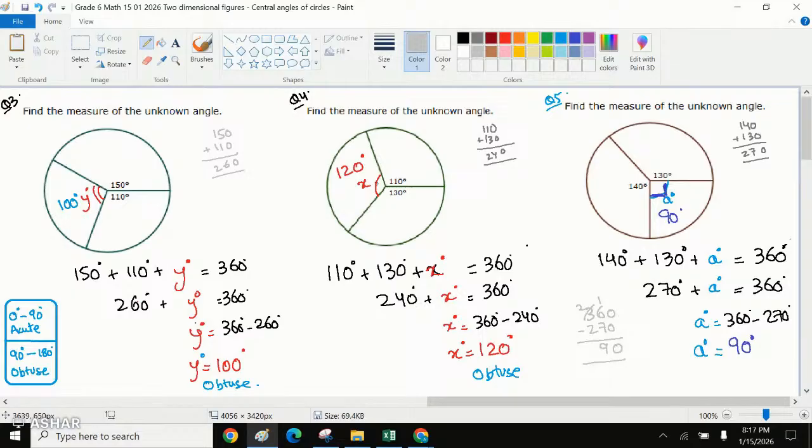So is 90 acute or obtuse? What should this angle be? Should this be acute or obtuse? What is a 90-degree angle called? Is it acute or obtuse or something else? Okay, no problem. What is a 90-degree angle called? Is it called acute, obtuse, or something else?